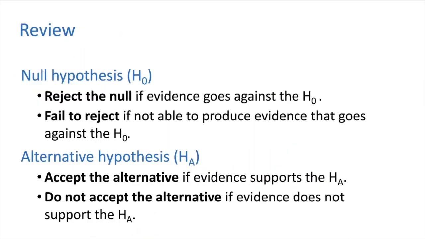Here's a review, a recap. So we have the null hypothesis, H subscript 0. You reject the null if evidence goes against the null hypothesis. You fail to reject the null if not able to produce evidence that goes against the null hypothesis. For the alternative hypothesis, H subscript A, you accept the alternative if evidence supports the alternative hypothesis, H subscript A. You do not accept the alternative if evidence does not support the alternative hypothesis, H subscript A.